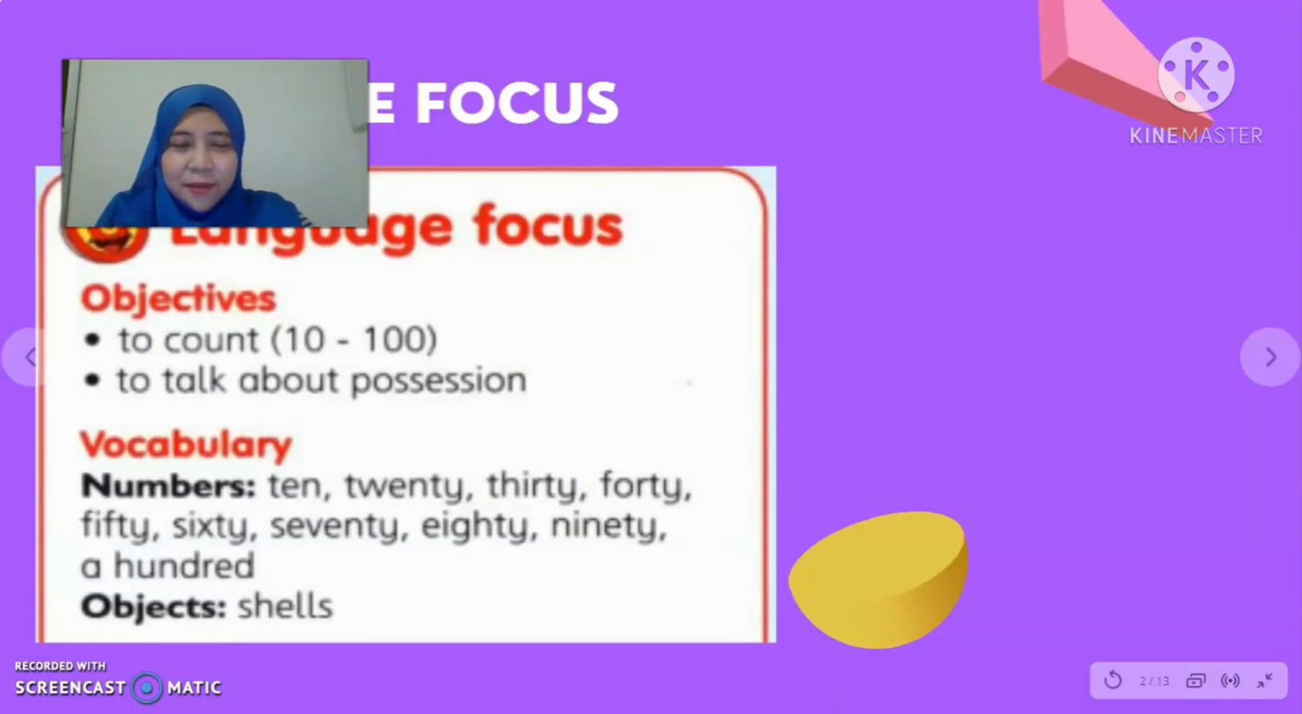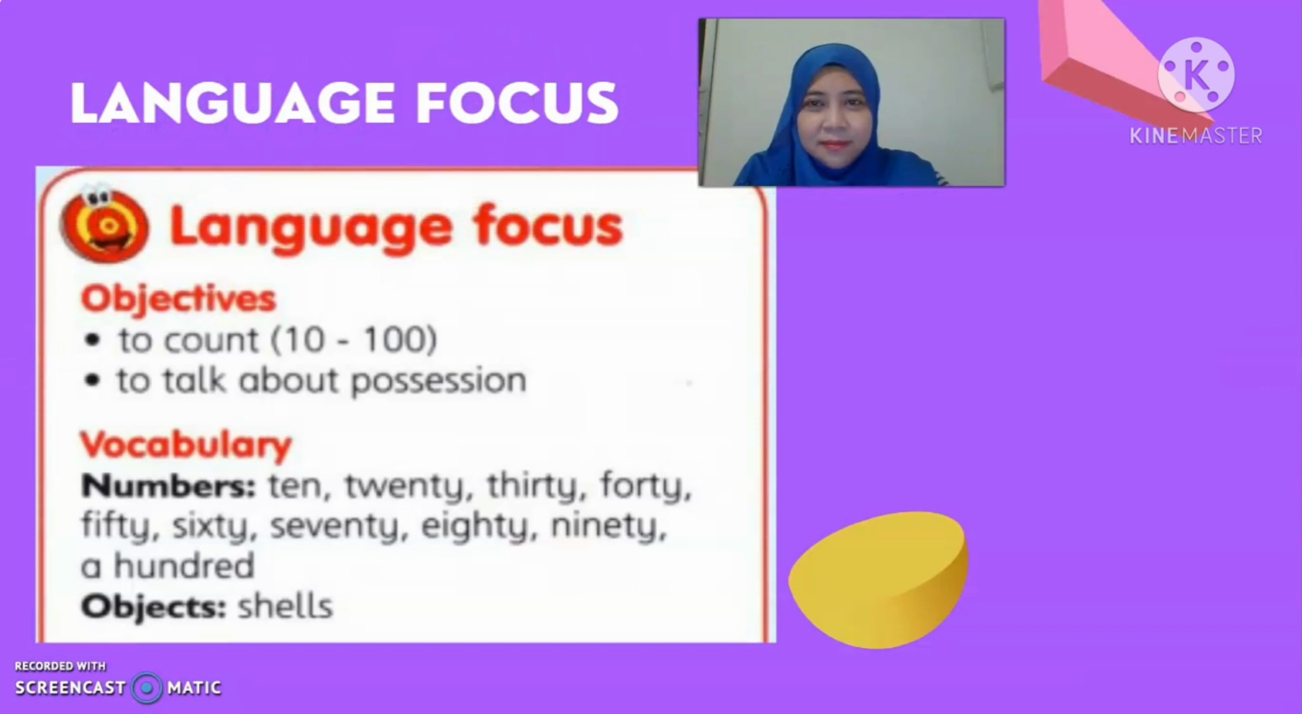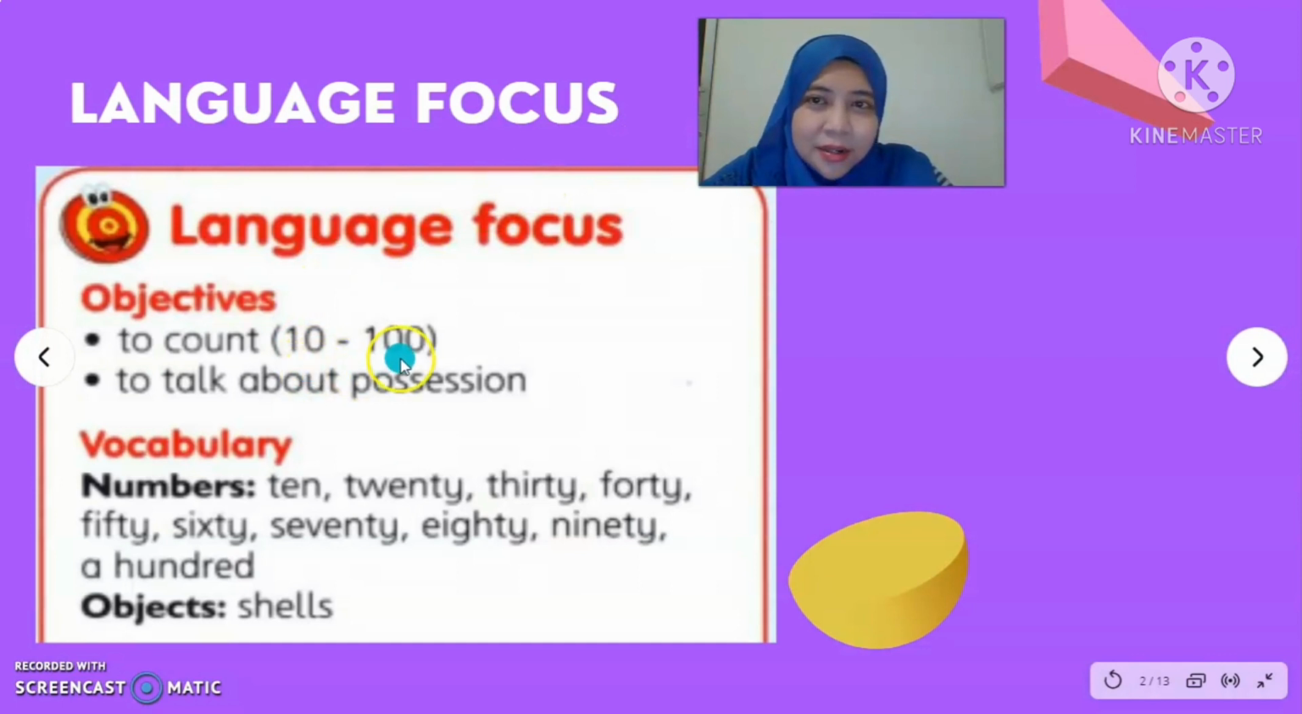Okay, as usual, ready your Get Smart Plus 3. So let's look at the language focus for today. The language focus for today is for you to count numbers 10 until 100 and also to talk about possession. The vocabulary are numbers and objects, which are 10, 20, 30, 40, 50, 60, 70, 80, 90, 100, and also shells.